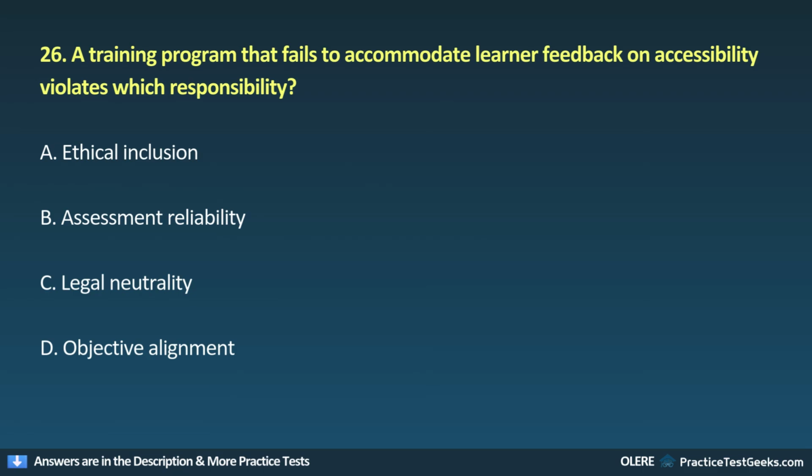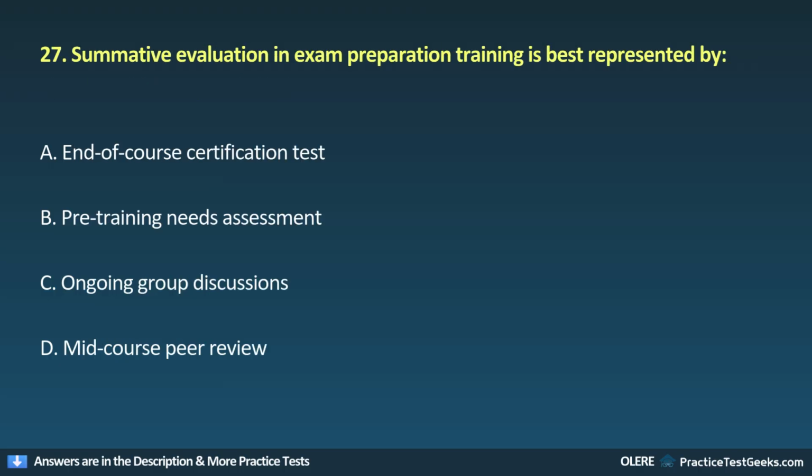26. A training program that fails to accommodate learner feedback on accessibility violates which responsibility? A. Ethical inclusion. B. Assessment reliability. C. Legal neutrality. D. Objective alignment.